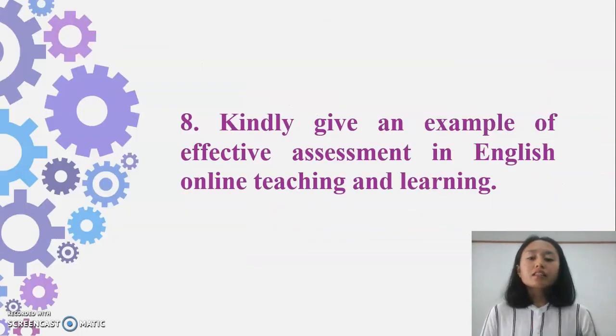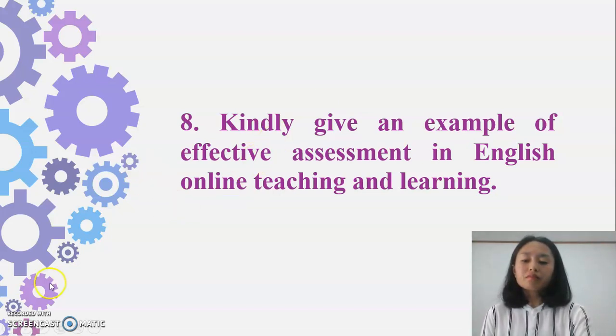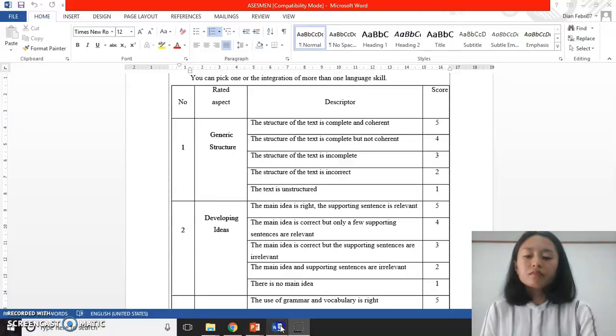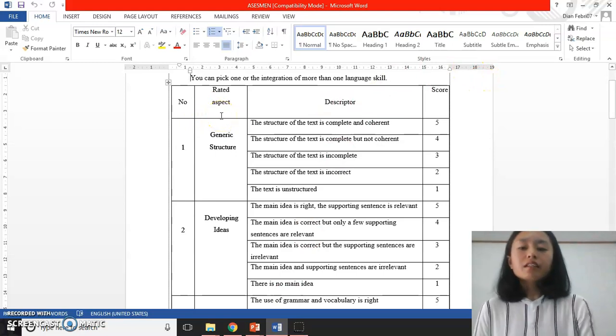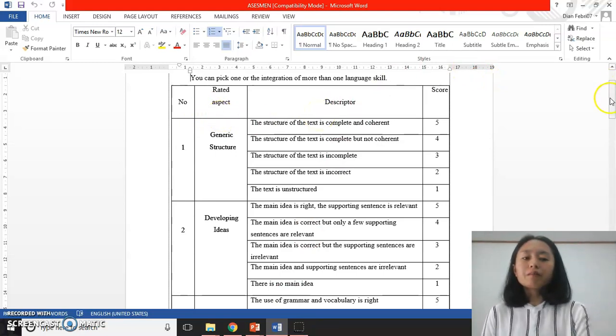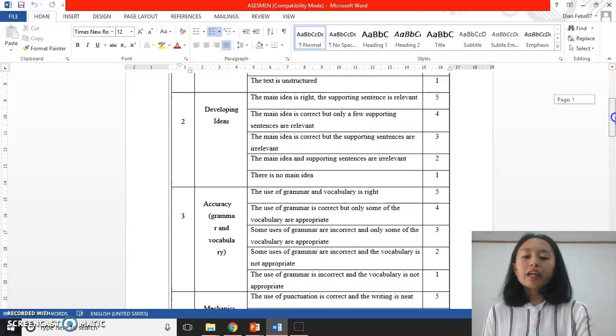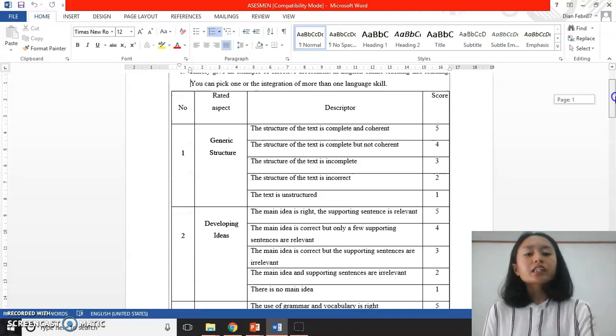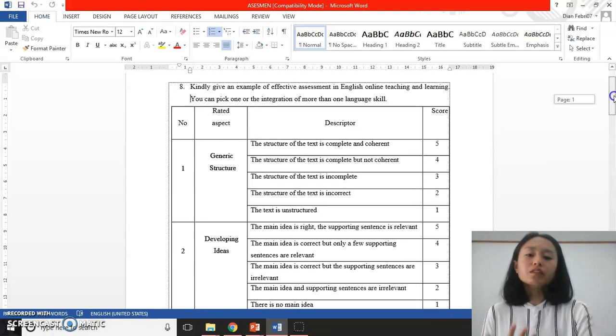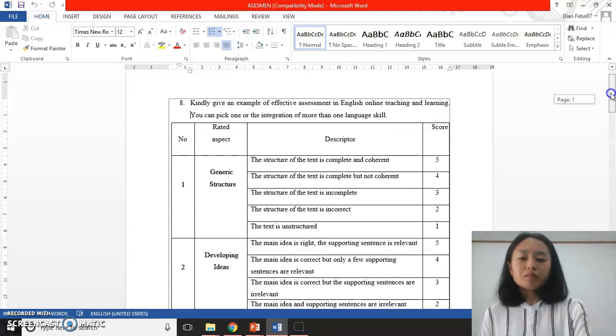And then the next question is, kindly give an example of effective assessment in English online teaching and learning. Okay, here is the example. We have the rated aspects, for example, the general structure, developing ideas, and etc. And we put the descriptor that is objective and the score also. So the students will get their objective scores.